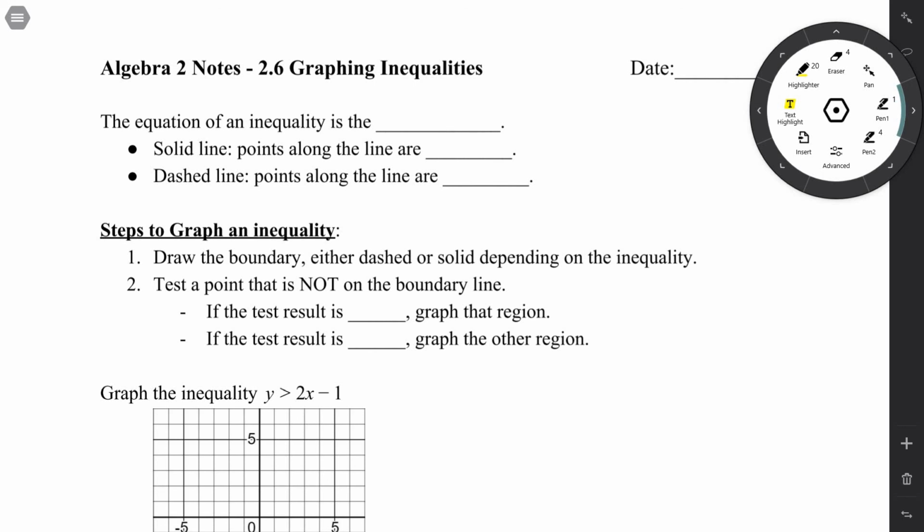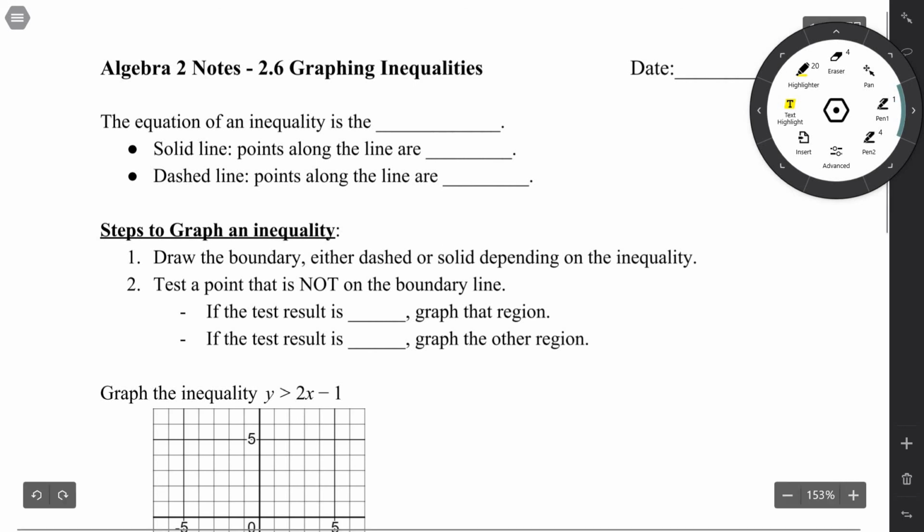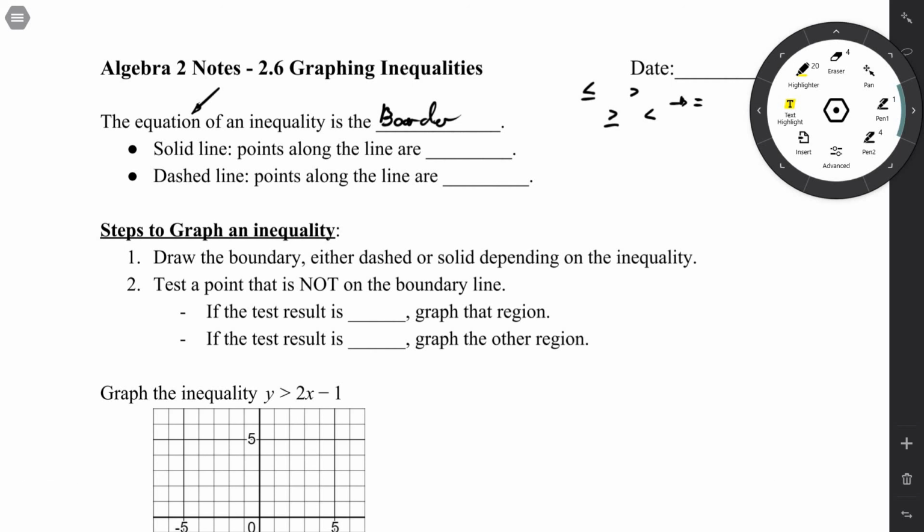First off, graphing inequalities. The equation of an inequality is the border. So when we say the equation of an inequality, that's replacing any type of symbol that you might see with just an equals sign, and then graphing that. A solid line, those are points along the line that are included, and that is a greater than or equal to, or a less than or equal to. And a dashed line are points along the line that are excluded. And that's just a greater than or a less than sign.